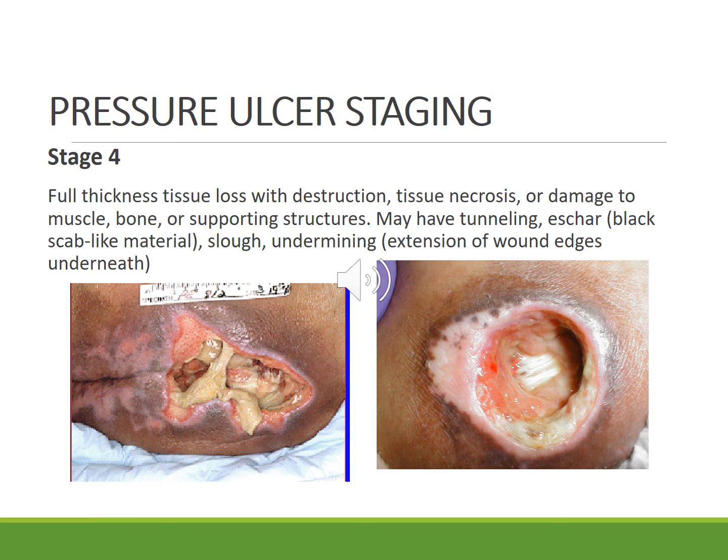There is usually damage to the muscle or bone, or we can see that, or supporting structures. We could also begin to maybe see some tunneling. We may see what's called eschar, which is this black scab-like material. You can see this yellow kind of slough to this area. An extension of the wound edges underneath. So again, these are very deep wounds.